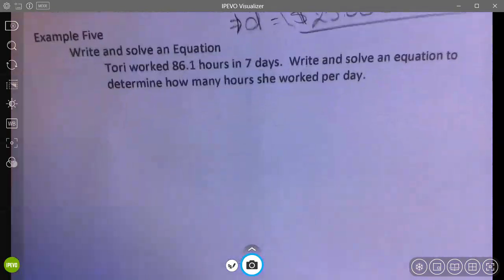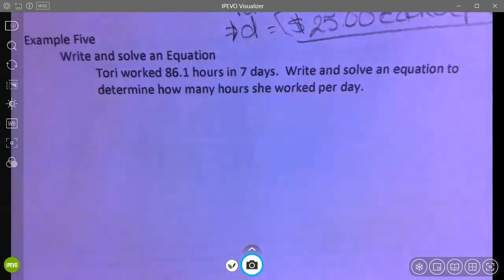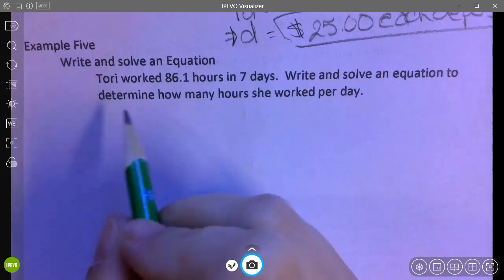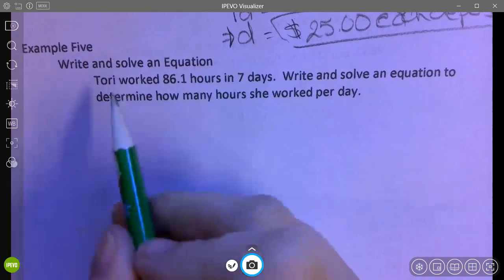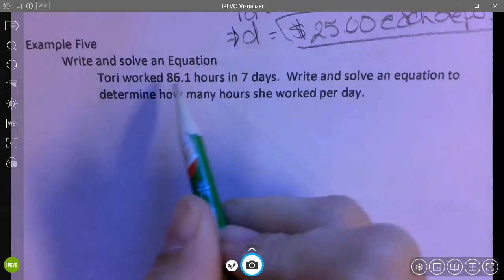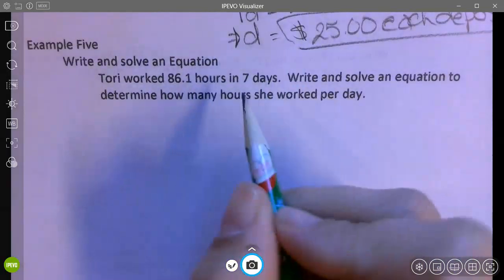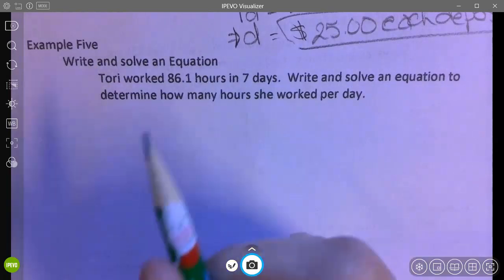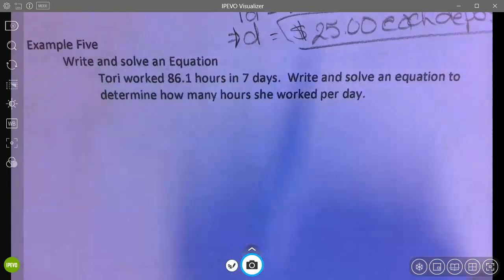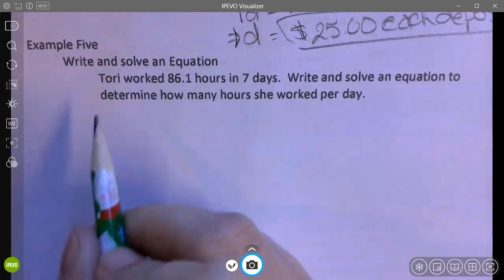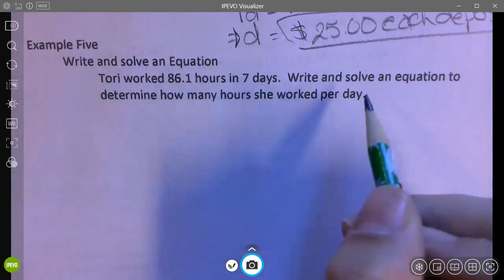And let's do one last problem together. Tori worked 86.1 hours in 7 days. So for 7 days, she worked 86.1. Write and solve an equation to determine how many hours she worked per day.